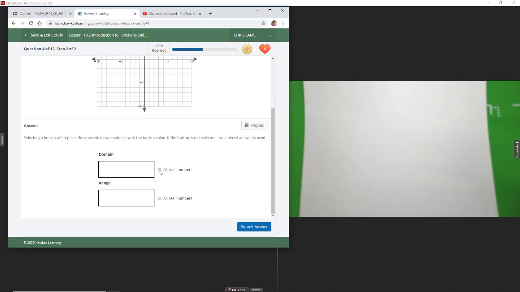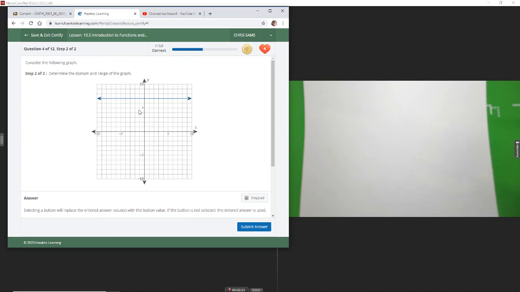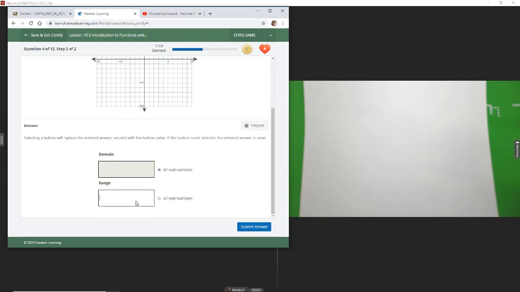So your domain is going to be all real. The range, however, only stays at this one y value, which is 7. So if you count from the origin and count how many lines, that's a 7. So your range is only 7, and I think you want to put that in the curly brackets, indicating it is a set or just a list of numbers. If you don't do that, it will not count it correct.